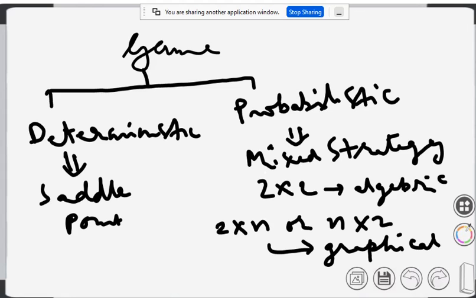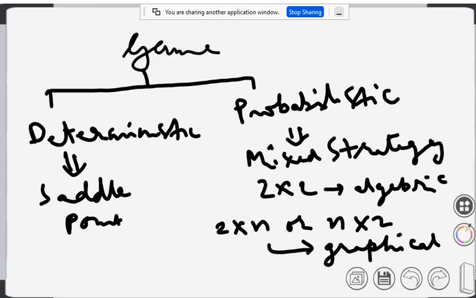So a probabilistic game is played with mixed strategies. That means both the players will sometimes play different strategies with certain probabilities, and that is why it is termed a mixed strategy game. A probabilistic game is a mixed strategy game. So we have seen there are several different types of mixed strategy games.